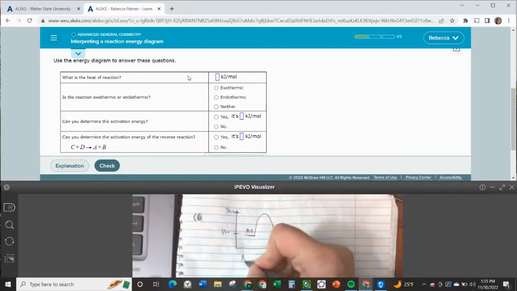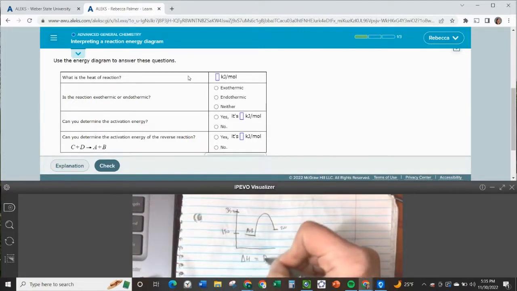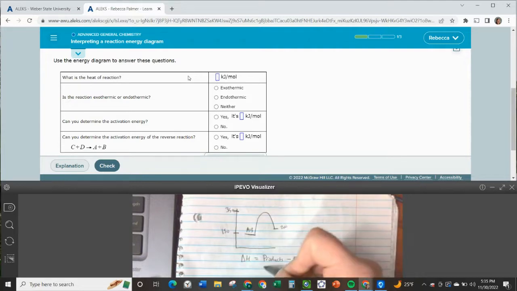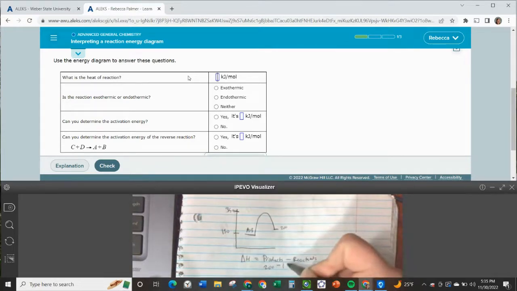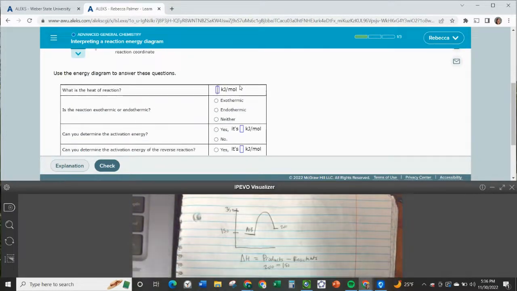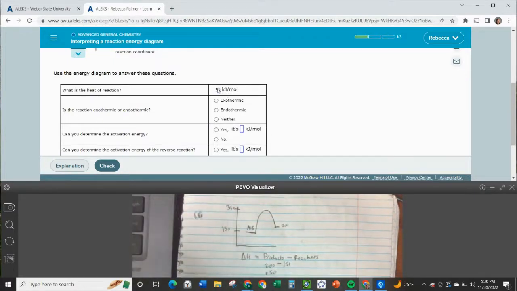So remember, heat of reaction is delta H. Heat of reaction is products minus reactants. So products are at 200. Reactants are at 150. The difference there is just 50, and it's a positive 50. So the sign, negative or positive, is really important here. So this one is positive 50. If it's positive, then it's endothermic, and heat is absorbed. Heat is added to the reaction.